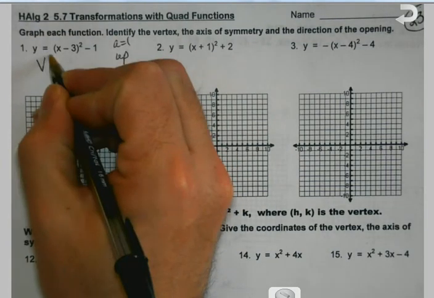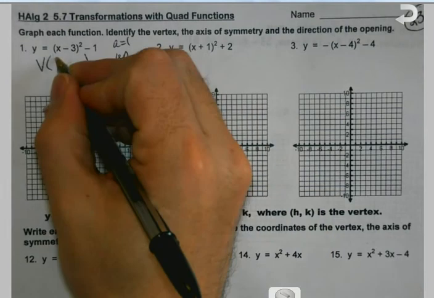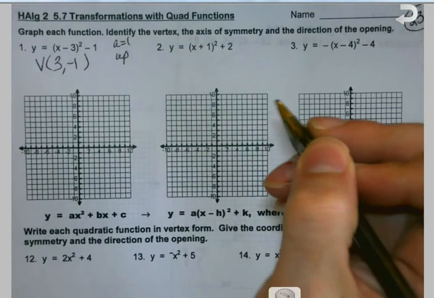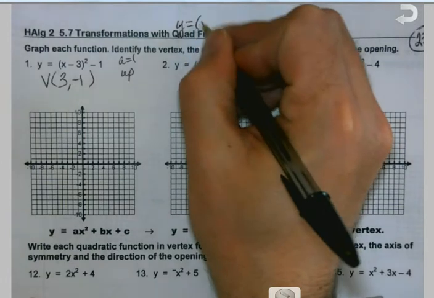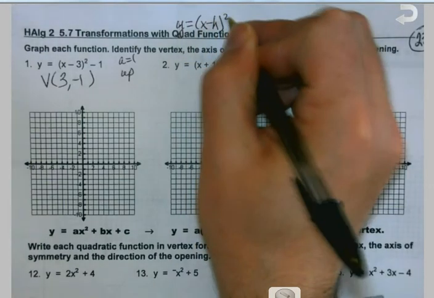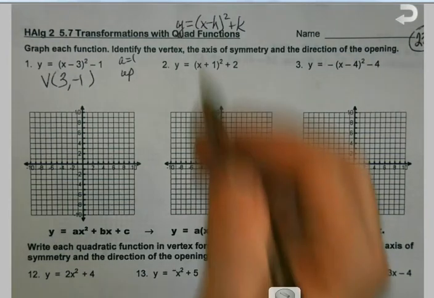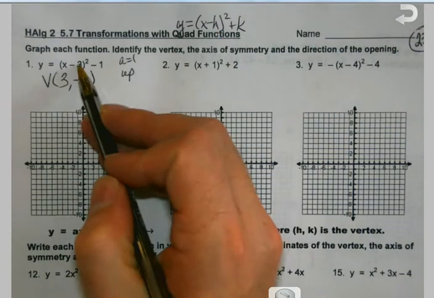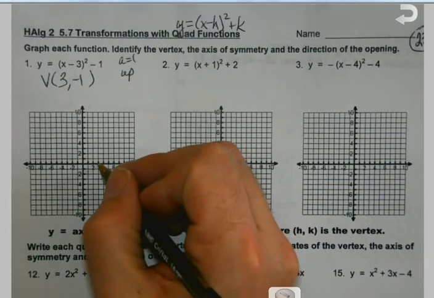Next thing that should be fairly easy to come up with is the vertex, since these are all in vertex form. What's my vertex going to be? 3, negative 1. Because when I'm doing these, the equation I'm normally looking at is y equals (x minus h) squared plus k. So it's the opposite of what my actual h value would be. The opposite of negative 3 is 3, and then we keep our k value. Okay, so far so good.